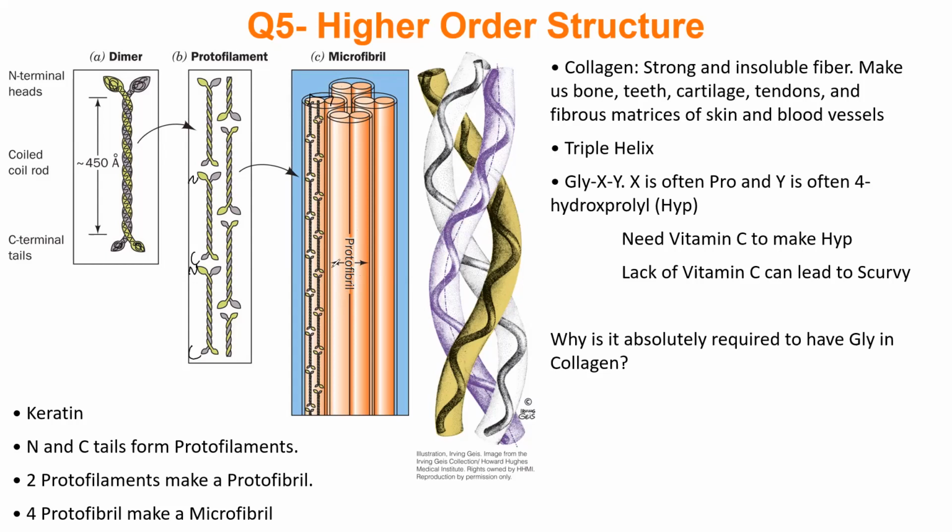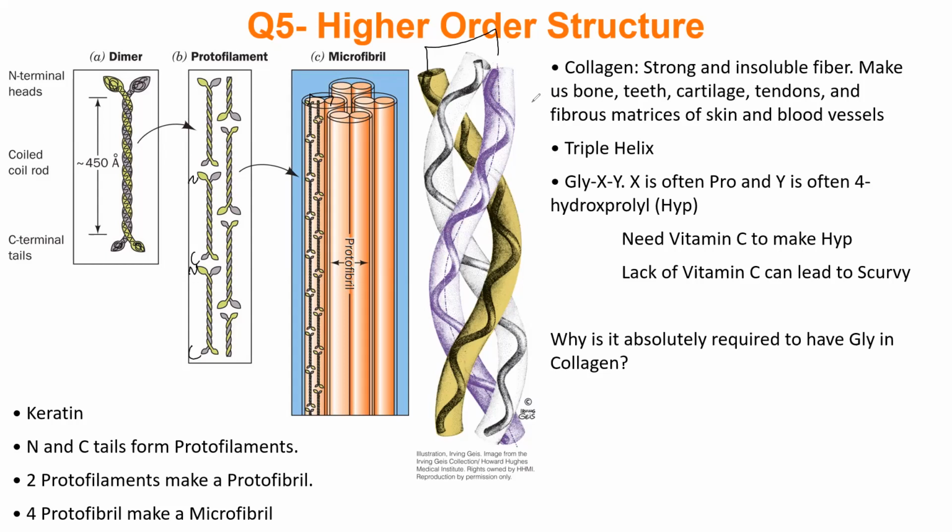We actually don't know what a protofibril looks like. That's why it is very crudely drawn here as just a cylinder. We just know that these keratin structures form these higher ordered structures. And another type of fibrous protein is collagen, which is shown right here. Collagen is what's in your teeth, your bones, cartilage, tendons.